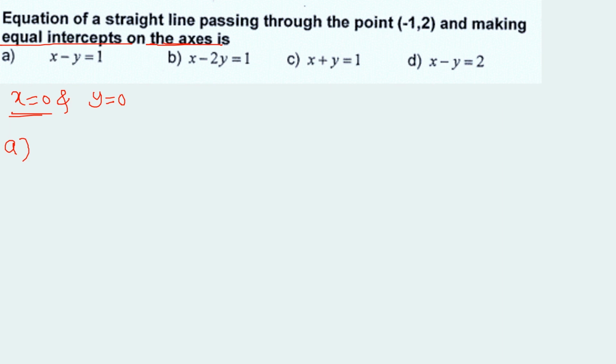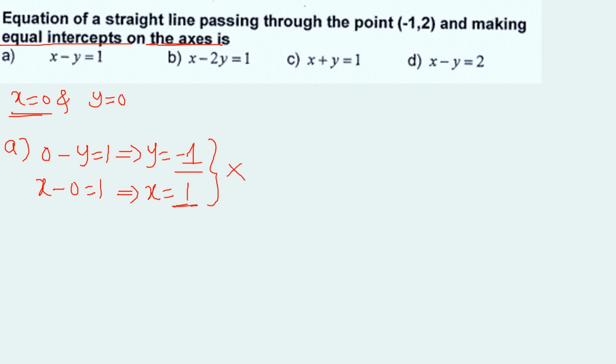For option A, let's substitute x equals 0: 0 minus y equals 1, that yields y equals minus 1. Now let's substitute y equals 0, that yields x minus 0 equals 1, which is x equals 1. So these two values are not the same. So this is not the correct answer, because this is the x-intercept and this is the y-intercept. Both intercepts are not equal.